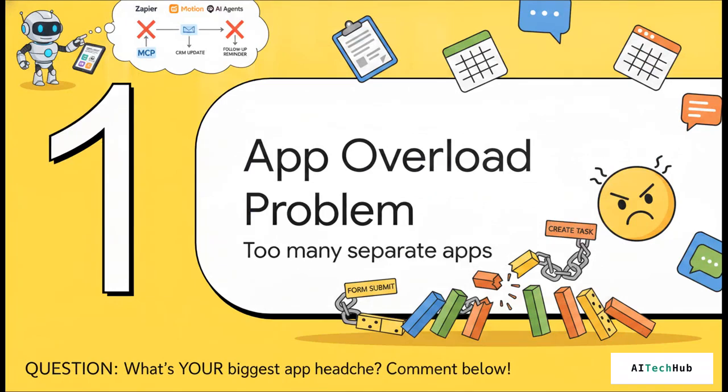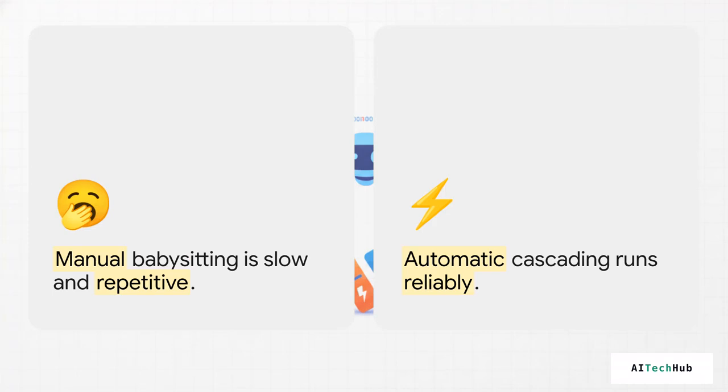Section 1. The App Overload Problem. Think about your day-to-day work environment for a second. You're probably dealing with dozens of completely disconnected apps, right? You've got a form tool collecting data, a spreadsheet tracking it, maybe a messaging app for your team, and a project management database on top of all that. Constantly needing one of these tools to trigger an action in another is just a massive headache.